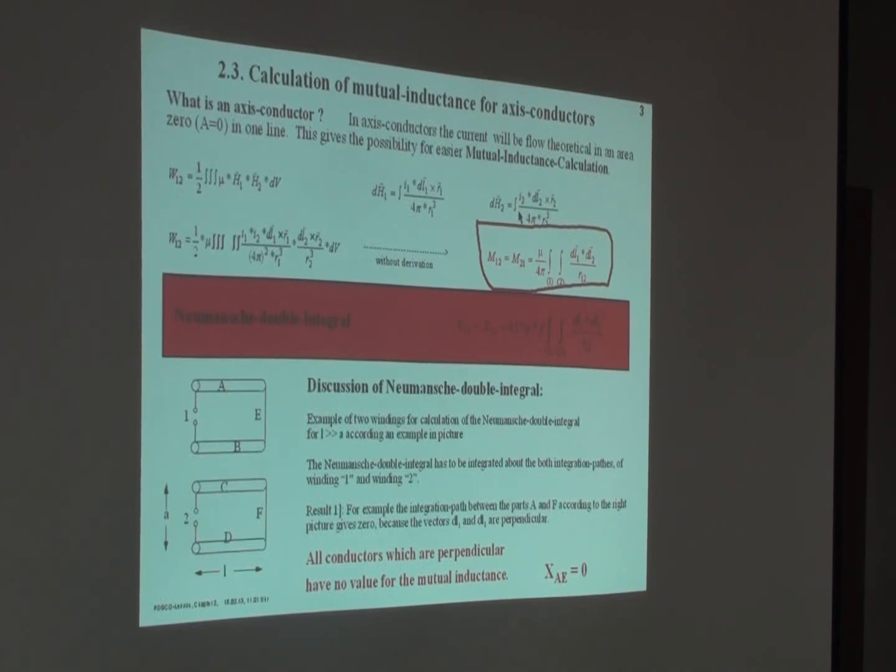And what is X_AE? No, X_AF. What's that? Zero. Many of them are zero. Yes, many of them. AF, ED, CF, BF, zero. So this is plus AD minus.